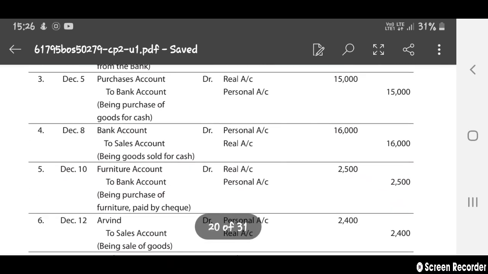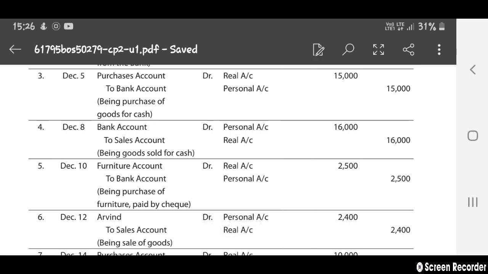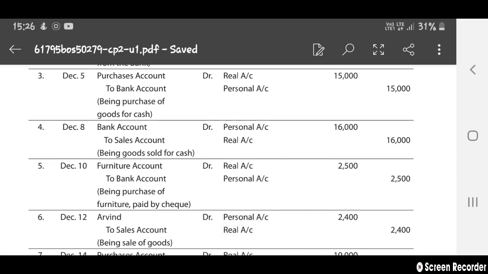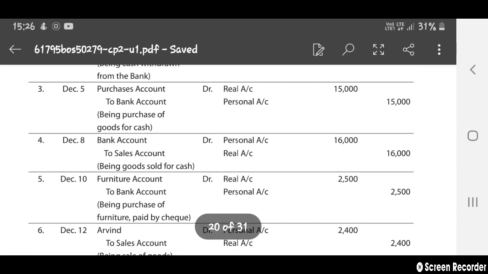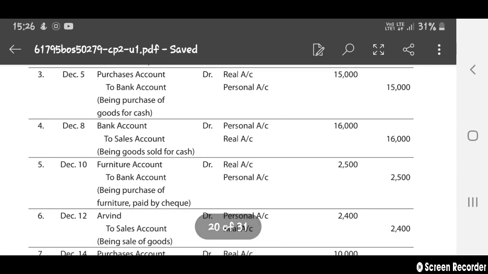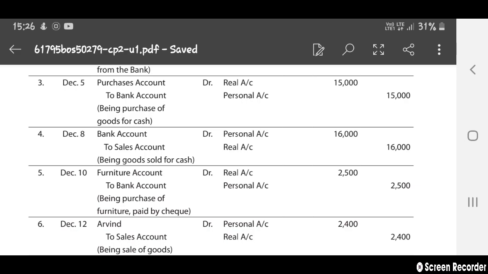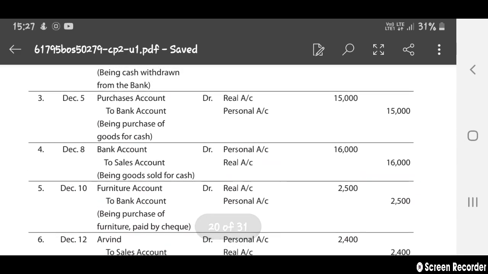Next, if we come to the third journal, they have asked on December 5 purchase account to bank account, being purchase of some goods for cash. By giving cash we have purchased some goods. So here we have debited from real account, that is our purchase account, which comes under real account, to bank account, that is our personal account, by paying for purchase of goods for cash. So 15,000 we have debited, 15,000 we have credited.